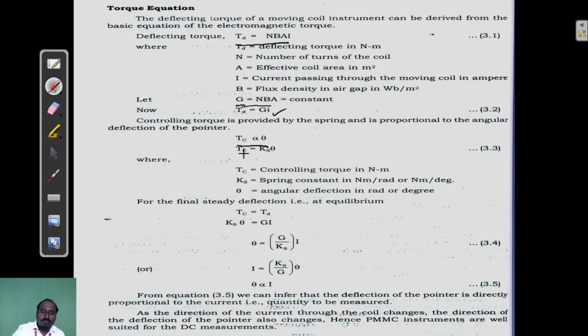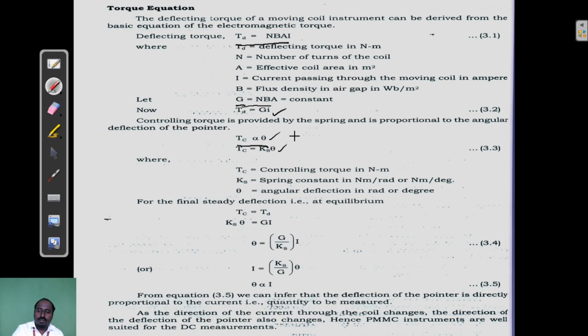But the controlling torque is proportional to the deflecting angle, or deflection of the pointer, which is the angular deflection theta. Why? Because in proportion to how much the moving coil is deflected inside the magnetic field, we need to create a controlling torque. So Tc, controlling torque, is proportional to theta. Now we can remove the proportionality and put a proportionality constant, which is Ks. So now we are getting Ks theta.